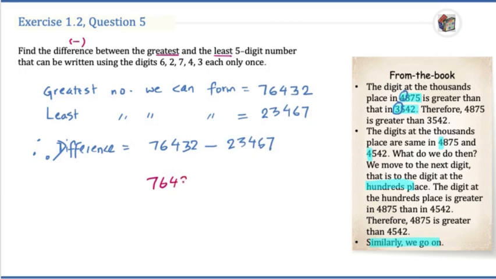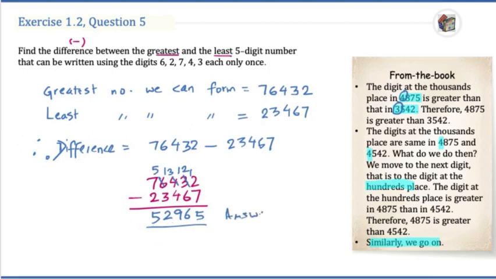You can try this on your own as well. Let's write them one below the other like this and subtract them properly. Do it with me. So 2 minus 7, 2 is smaller, so I need to borrow. 12 minus 7 is 5. Then again I need to borrow. 12 minus 6 is 6. Then this is 5. 13 minus 4 is 9. 5 minus 3 is 2. 7 minus 2 is 5. I didn't need any more borrowing. So my answer is 52,965. And we're done.